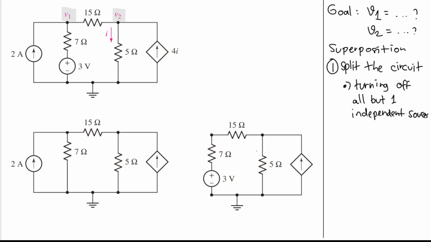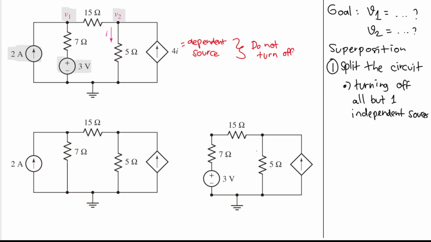So here in the original circuit, we have two independent sources, right? This 2 ampere current source and this 3 volt voltage source. But this one is not included because it is a dependent source. So we do not turn this one off.